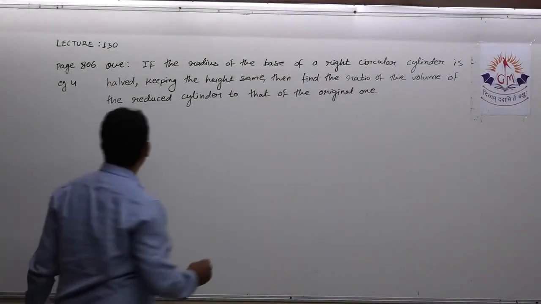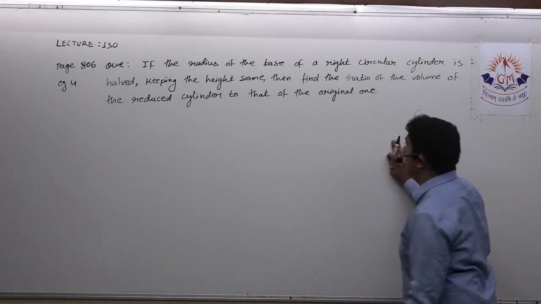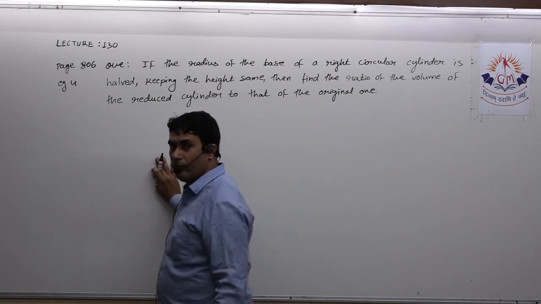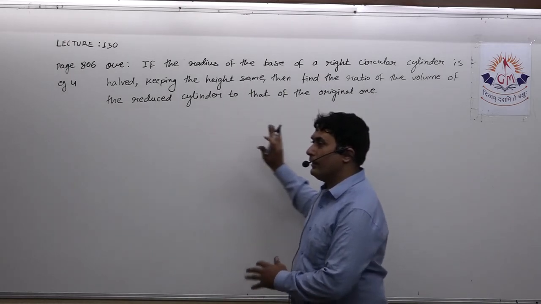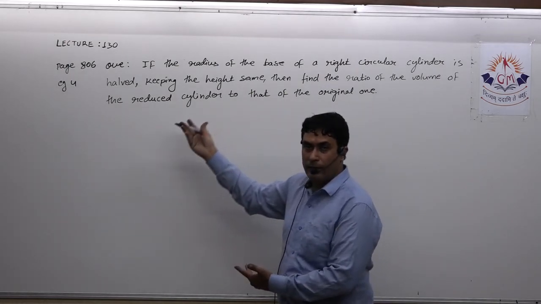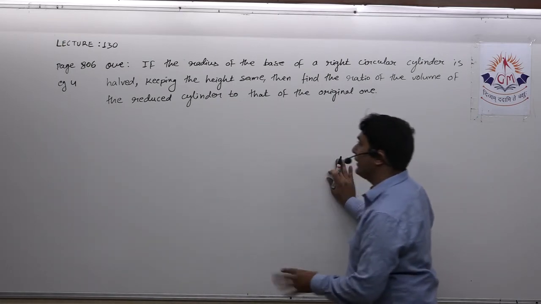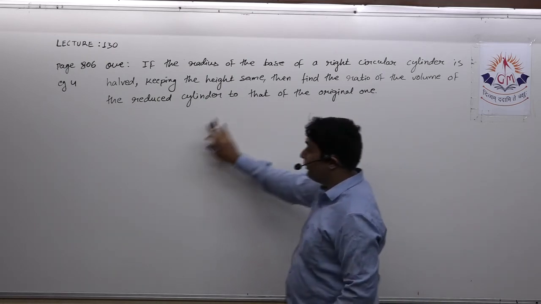Okay, this is the next question. If the radius of the base of a right circular cylinder is halved, that means initially if it was 10, now it makes 5. If it was 8, now it is 4. So here we'll consider initially it was r and later on it becomes r by 2. Keeping the height same, that means in both cases the height remains the same. Find the ratio of the volume of the reduced cylinder.